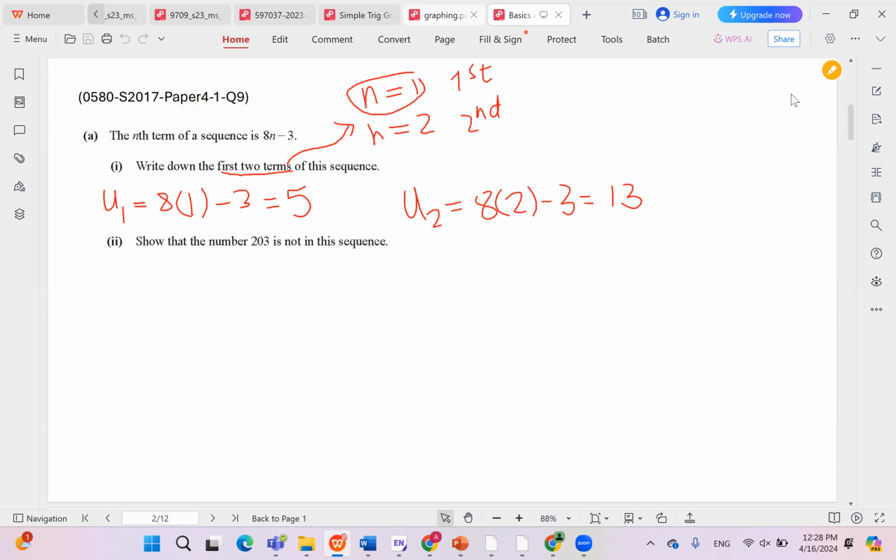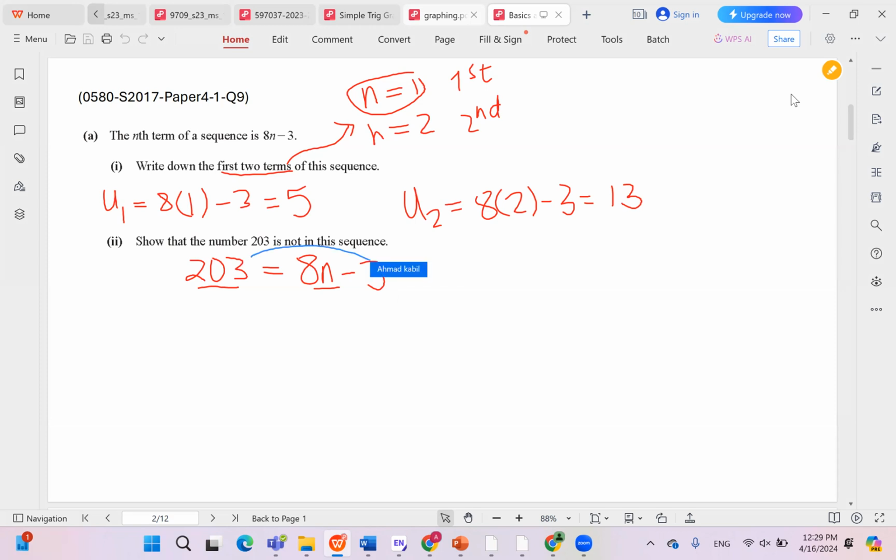So if we get any value of n that is not a counting number, then this is not in the sequence. So let's try to solve for n. Let's say 203 is a term in the sequence, and it has to follow the rule of the sequence, which is 8n minus 3. This is the value of the term, and we want to get the index of the term. So to get the index, which is n, we solve this equation for n.